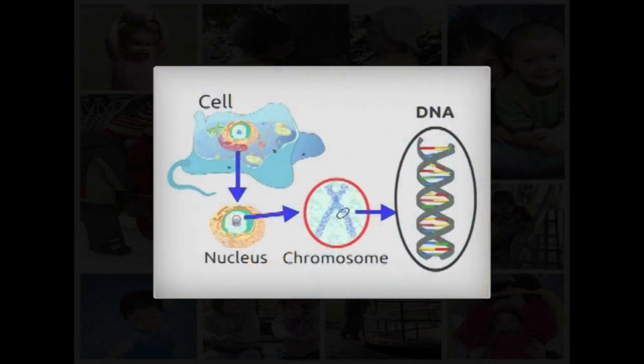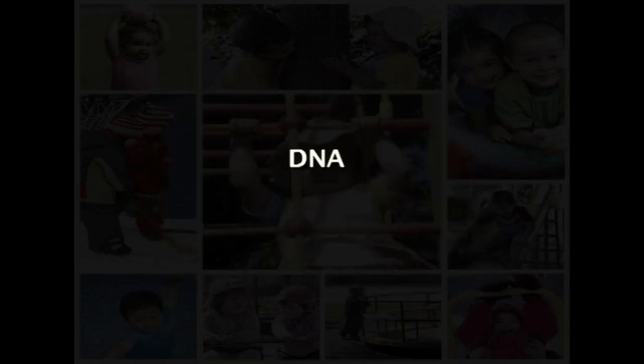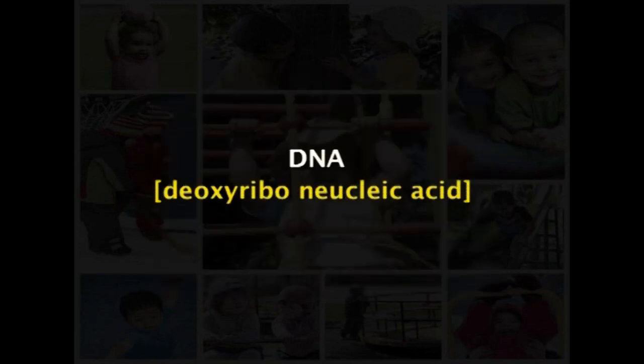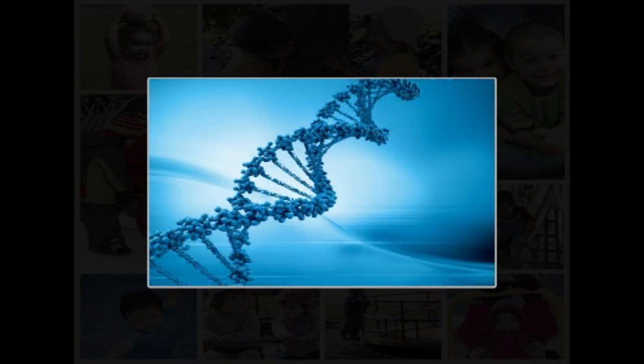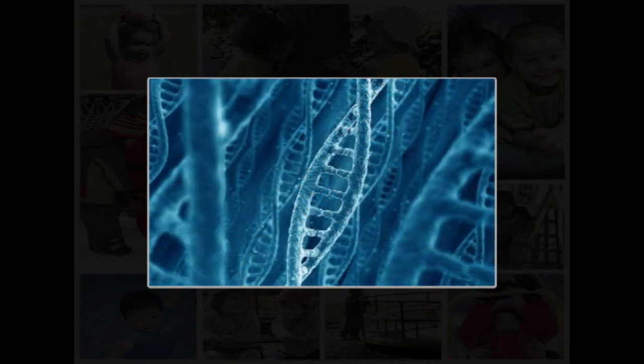These genes are made up of a substance called DNA. DNA means deoxyribonucleic acid. It is a long ladder-like chemical molecule that is made up of small molecules. The order of these small molecules, or organic bases, acts as a code for genetic information.